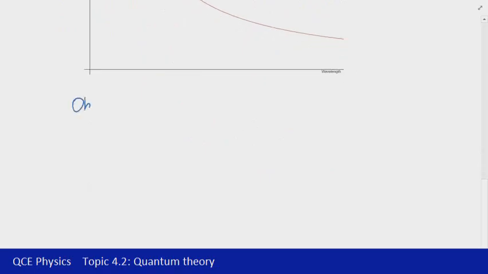Now, observations of black body radiation didn't match that prediction. And instead what it showed was that there were much lower energies at short wavelengths.